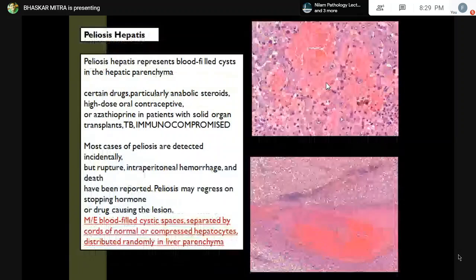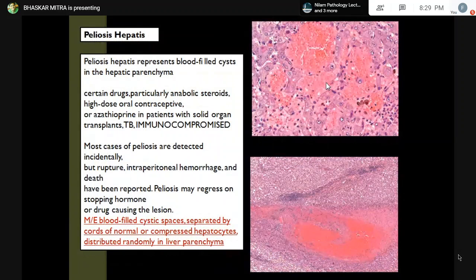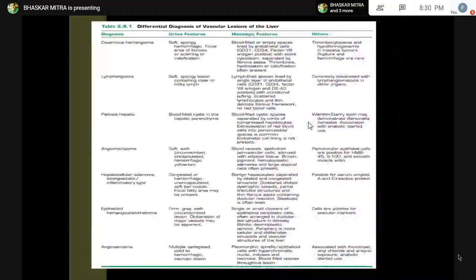Now, this is a vascular lesion that occurs in the liver. This is called peliosis hepatis. There is presence of blood-filled cystic spaces separated by cords of normal hepatocytes. Here the typical endothelial lining is absent. They are mainly lined by the randomly distributed hepatic parenchymal cells. Now they show hemorrhage and rupture in different areas. These are the differentiating points between the different vascular lesions.